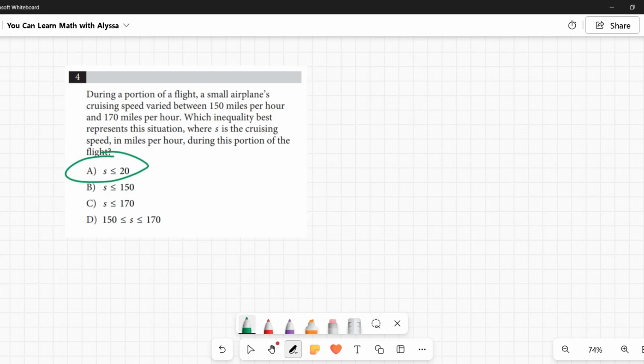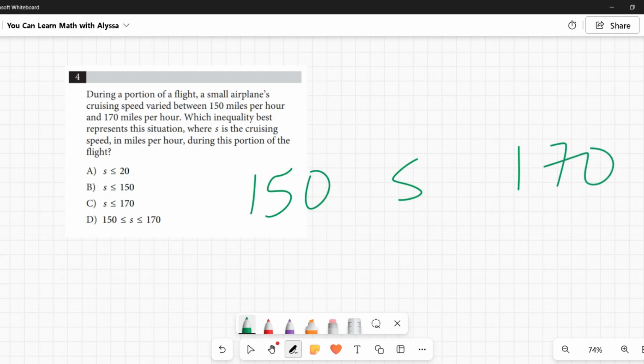We have first that the speed was less than or equal to 20. No, we were told it was between 150 and 170. So it was in the middle. It was between 150 and 170 the whole time. Which actually, if you're looking at our answers, you can go like, hey, well, there's only one that's between 150 and 170. But still, it's a good idea to look at all of our options. B, it says that the speed was less than 150 for the whole flight. Well, no, we know it was between 150 and 170, so it had to have been greater than 150 and less than 170 during that time.